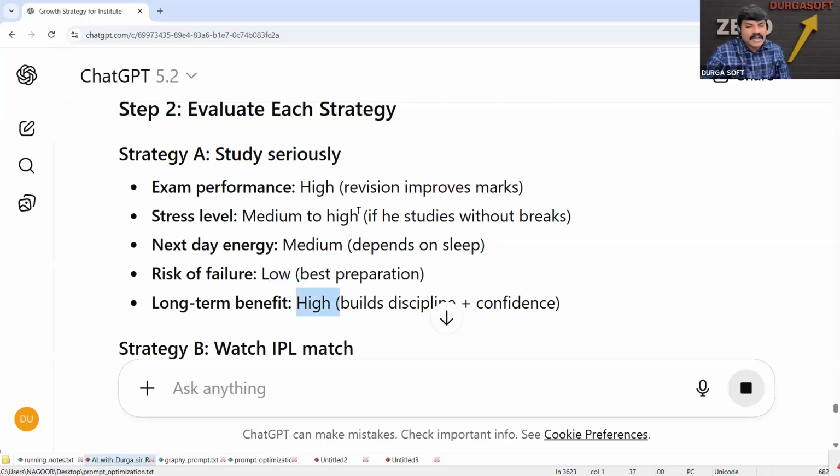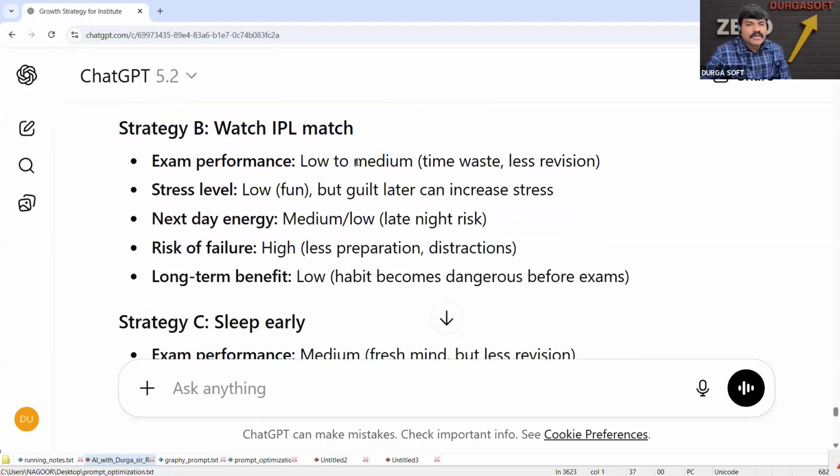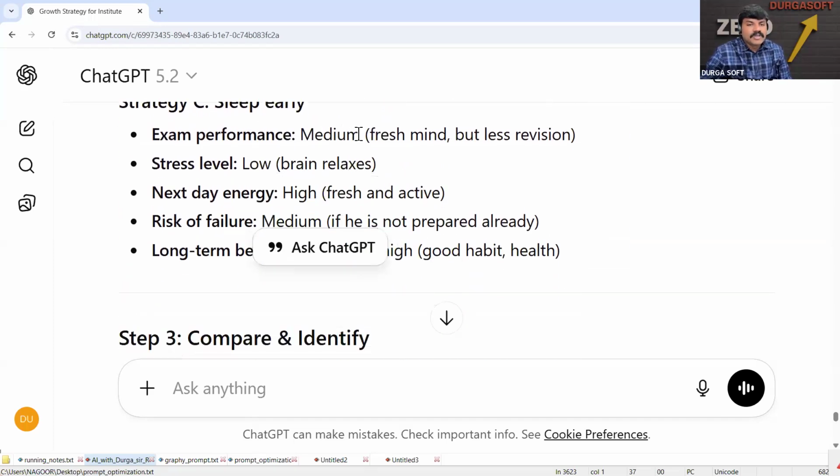Next, long-term benefit: high. Okay, watch IPL. So exam performance: low to medium. Stress level: low. Next, risk of failure is very high. Long-term benefit is very low. Sleep early: exam performance, stress level, low, high, medium to high.